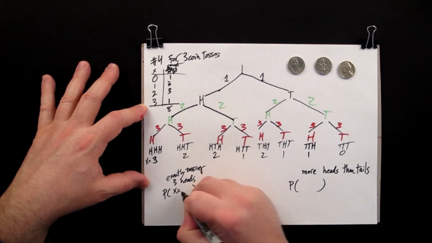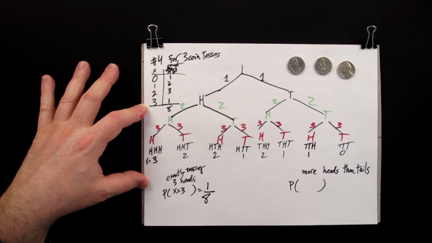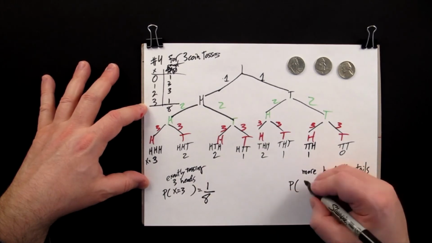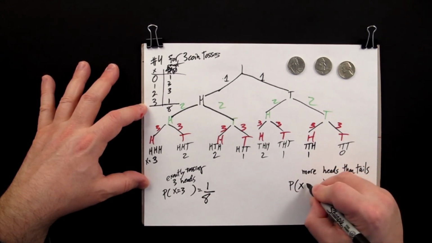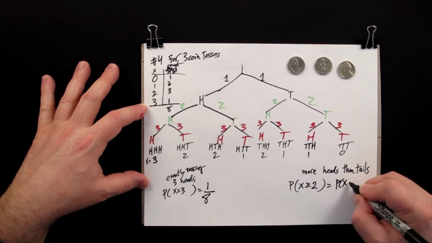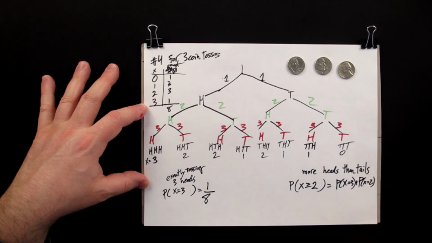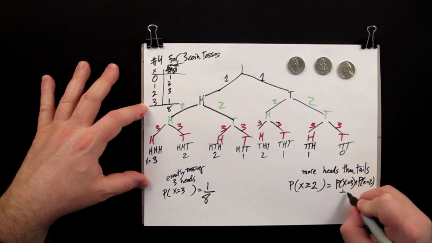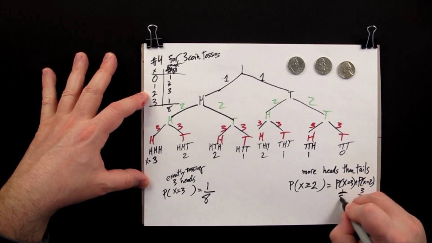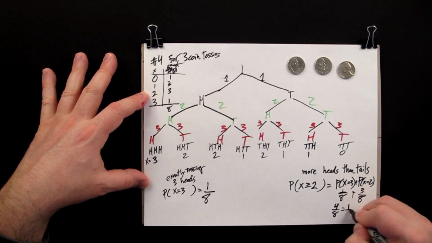So for tossing exactly 3 heads, we can get 1 out of 8. And for tossing more heads than tails, so that's 2 or 3. So that is X greater than or equal to 2, which would be probability of X equaling 3 plus probability of X equaling 2. So that's 1 and then 3 here, and each of these is out of 8. So that is 4/8, which is 1/2.